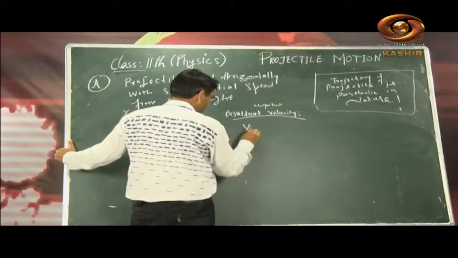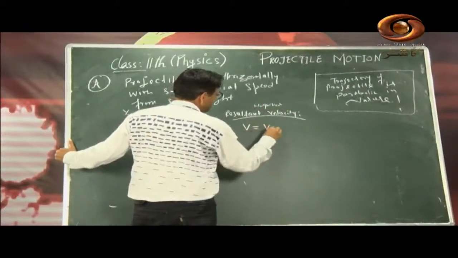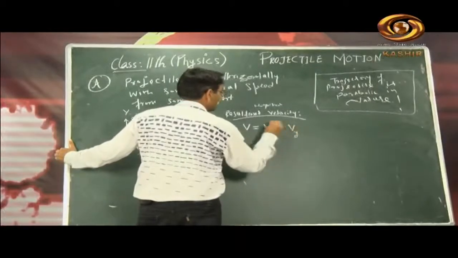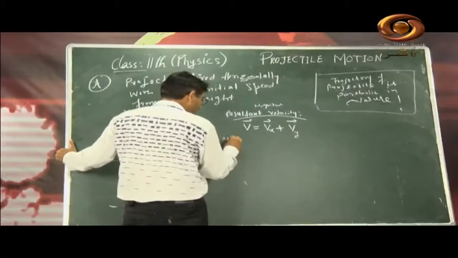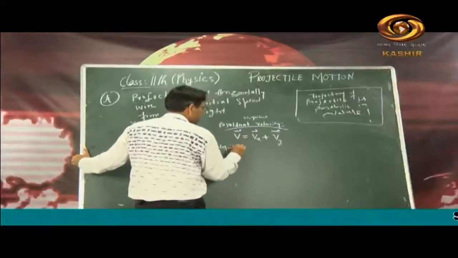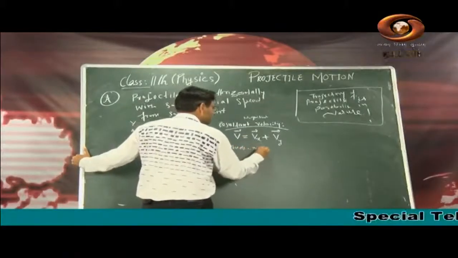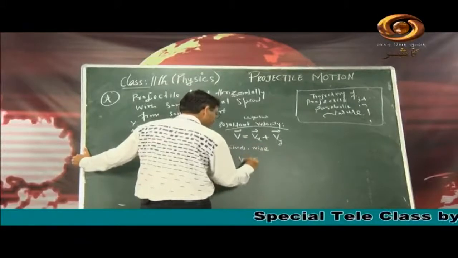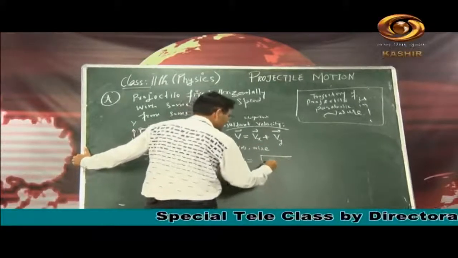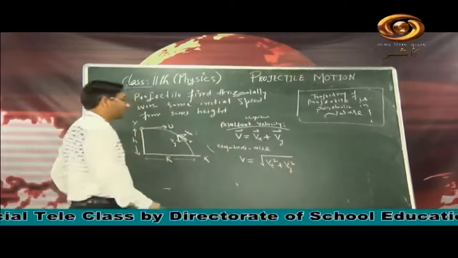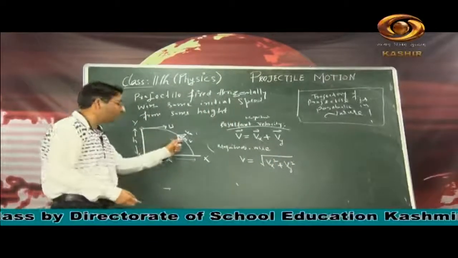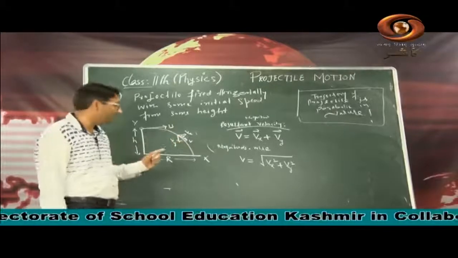Otherwise the resultant velocity is v is equal to vx plus vy, vectorially. This is the vectorial resultant velocity. But magnitude wise, I can write v is equal to under root of vx magnitude square plus vy magnitude square. Since this becomes a parallelogram law, and that too a rectangle.